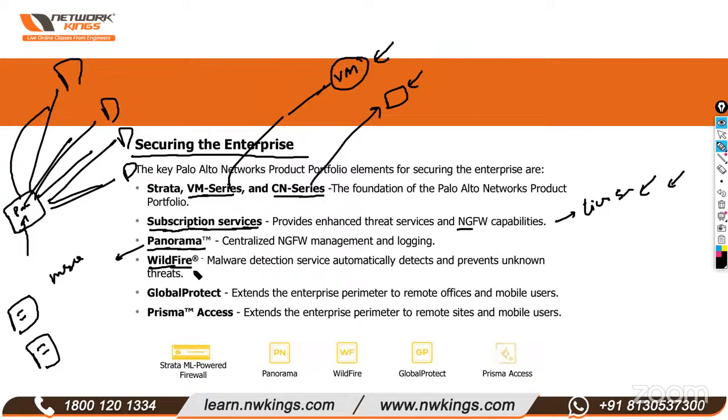Wildfire is nothing but a way of malware detection. Let's say somebody is downloading some file that contains some kind of malware. The Wildfire subscription will analyze those files and either allow them into your organization or deny them. If it sees any suspicious file pattern, it denies it.